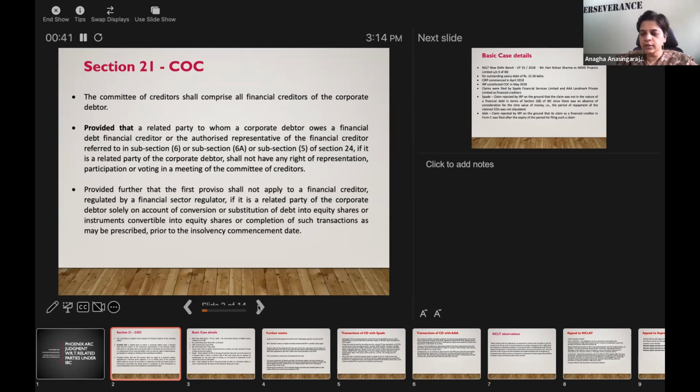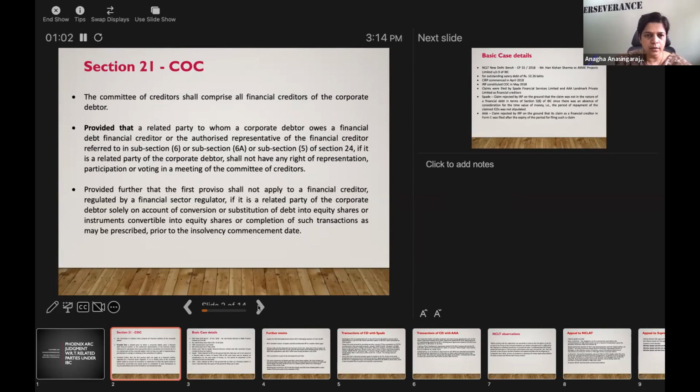So the law is fairly settled on this, that the Committee of Creditors will only comprise the financial creditors who are independent, and the other financial creditors will not form part of the COC. They will not have any participation rights or voting rights in case they are related parties of the CD.